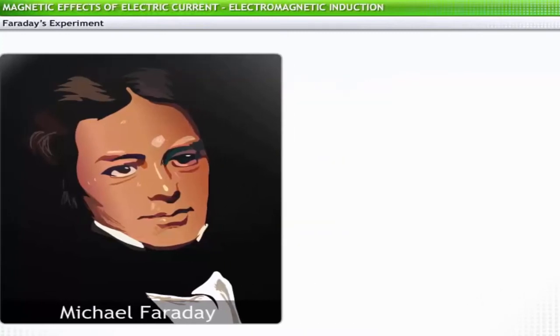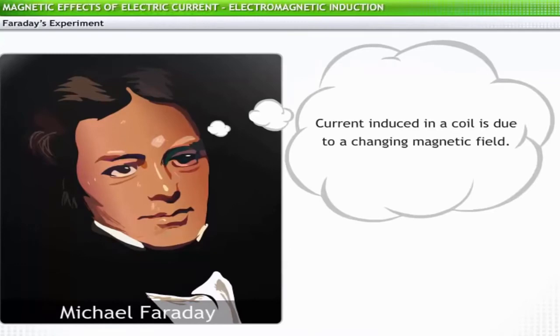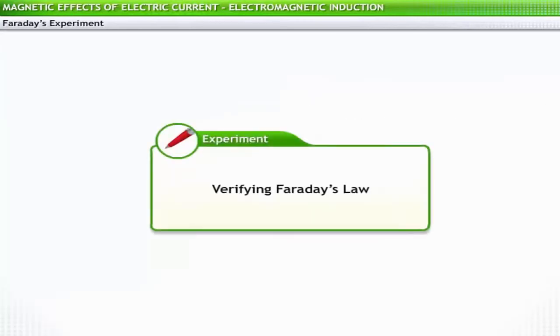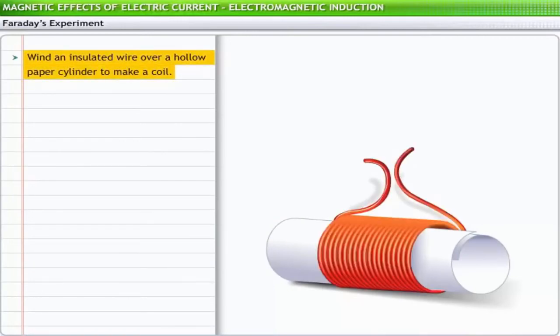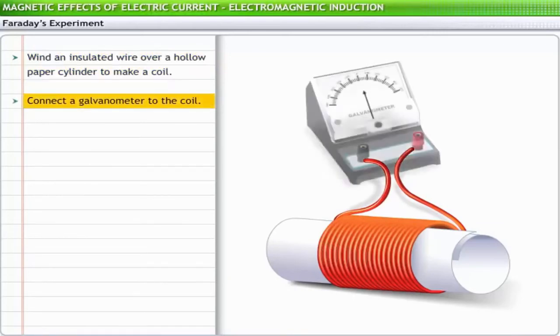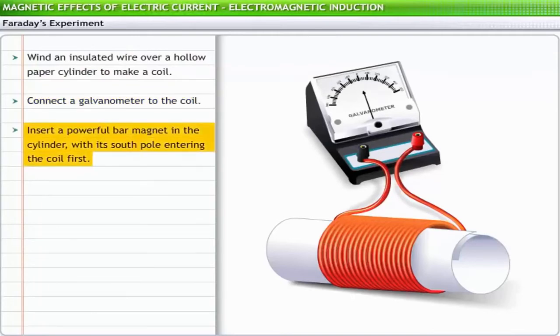Michael Faraday hypothesized that current induced in a coil is due to a changing magnetic field. To test this hypothesis, he conducted an experiment. You can observe this experiment to verify Faraday's law. To conduct Faraday's experiment, we will begin by winding an insulated wire over a hollow paper cylinder to make a coil. Next, we connect a galvanometer to the coil. Finally, we insert a powerful bar magnet in the cylinder with its south pole entering the coil first.